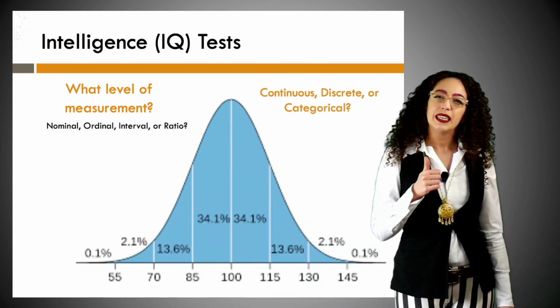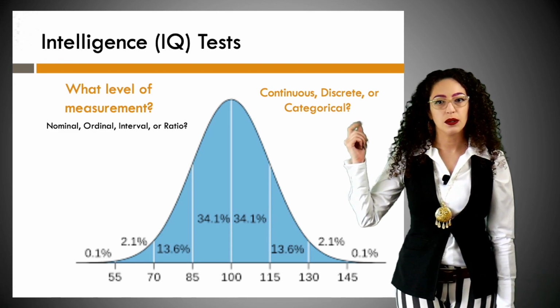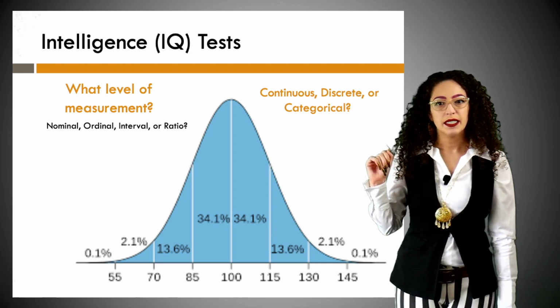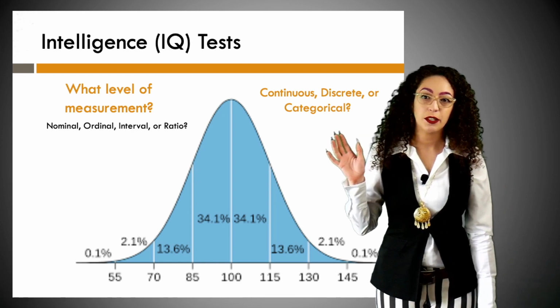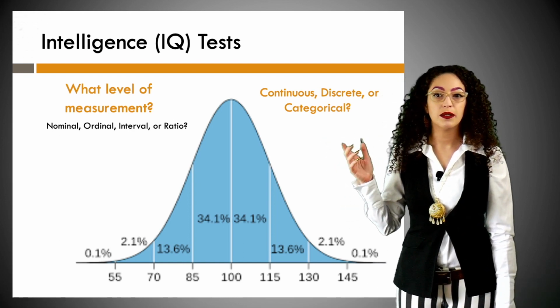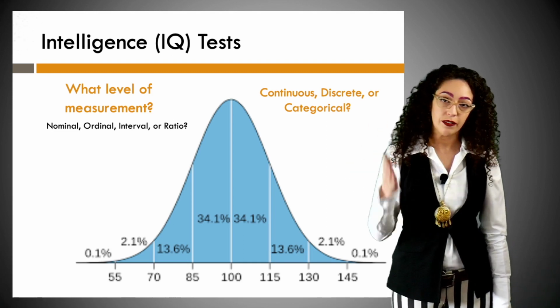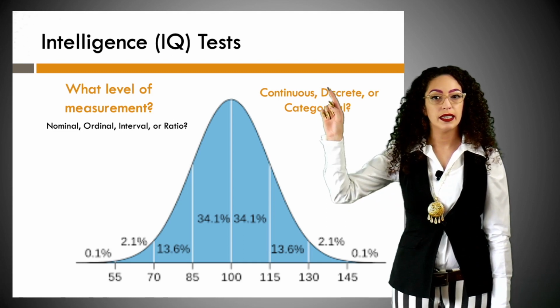And is it continuous, discrete, or categorical? We certainly know it's not categorical because we're dealing with numbers, but is it continuous or discrete? Now this one, I don't blame you for not immediately knowing, because unless you've taken an IQ test or have more experience with them, you wouldn't know that there are no decimal points with IQ tests. It's either 100, 105, 116, whatever it is. It's always a whole number, so in that case it is discrete.